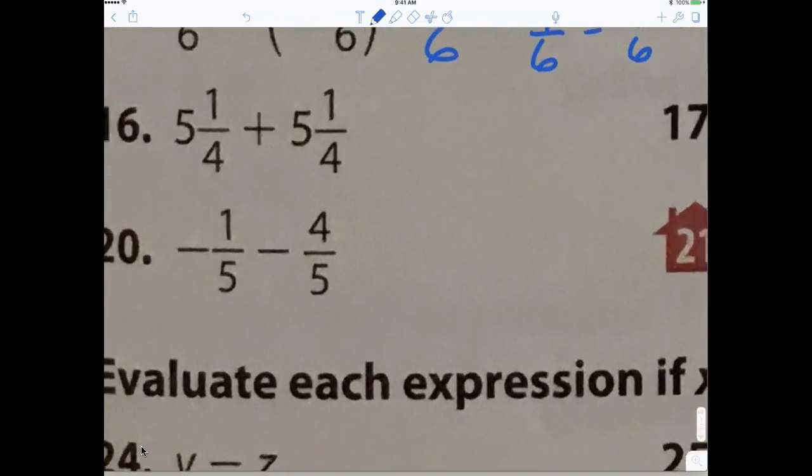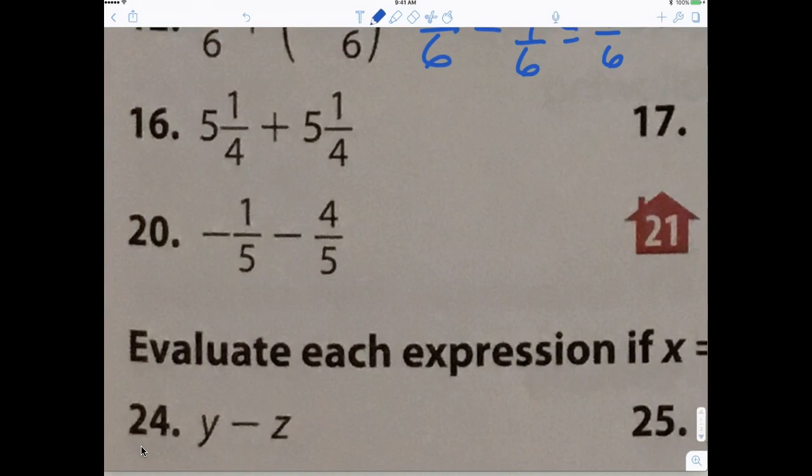All right, so yes, you're correct. That would be 10 2/4. You're awesome. 10 2/4, which is the same as 10 1/2. Nice. Nothing to it.